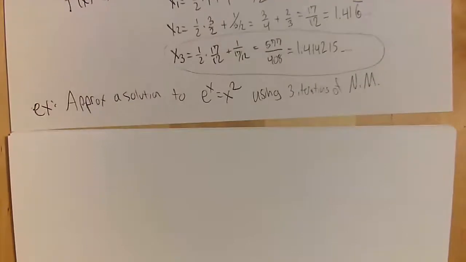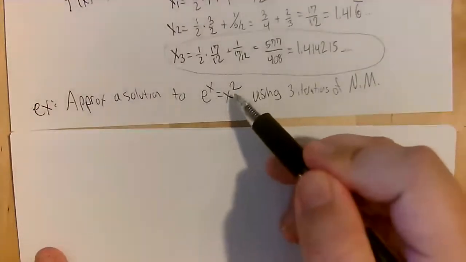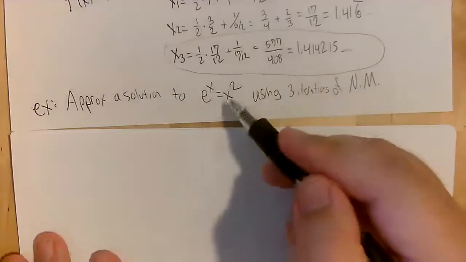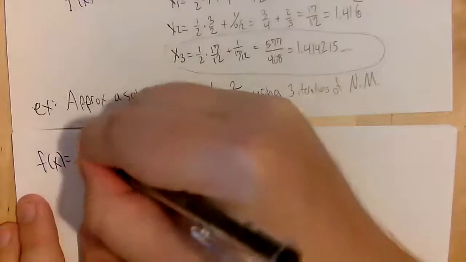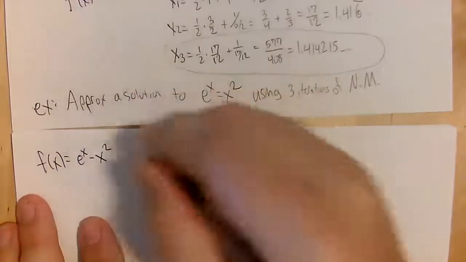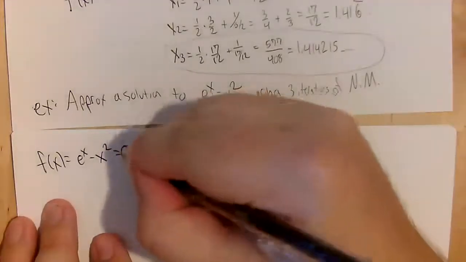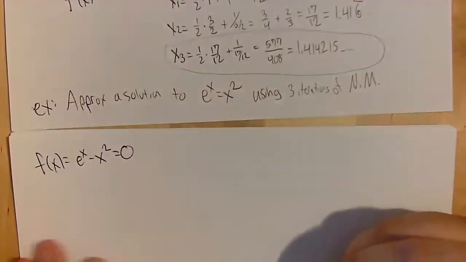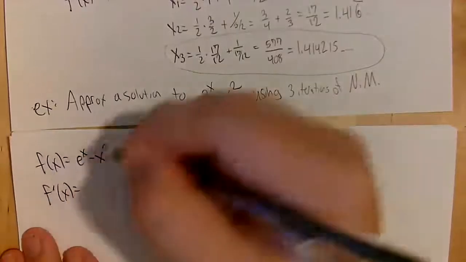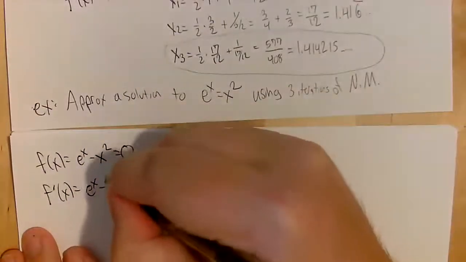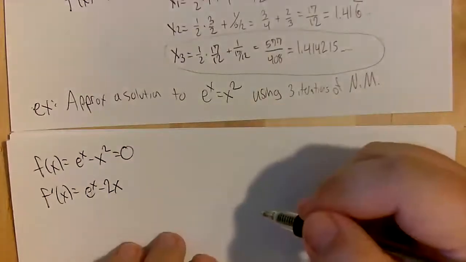All right, well, I need to decide on a function I'm going to use. And remember, if we don't have something equaling 0, that's all right. We can subtract everything to one side. That will give us the function we need to use. Our function this time will be e to the x minus x squared because I want that to equal 0. All right, in order to use Newton's method, I need to know the derivative of this function, which will be e to the x minus 2x, using my derivative rules.